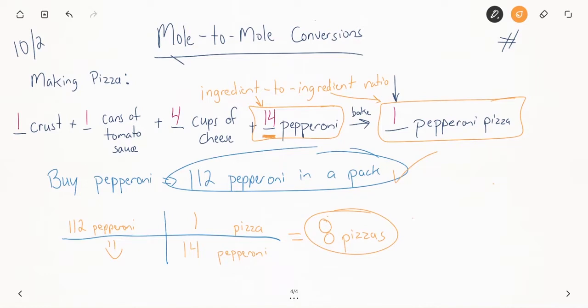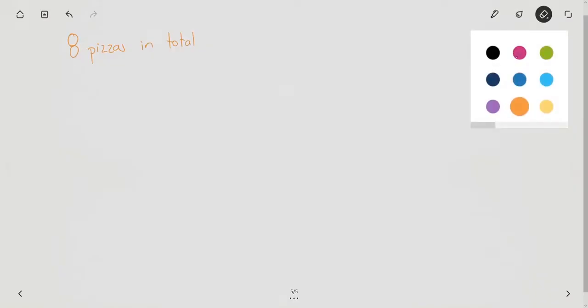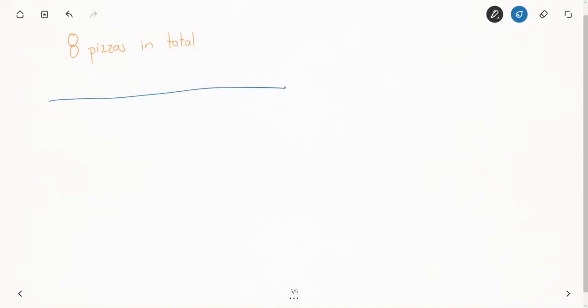What I want to do now is figure out how much cheese I'll need to buy. If we have 8 pizzas in total, let me flip to the next page here. We determined that we're going to make 8 pizzas. I need to figure out how much cheese, so I'm actually going to do a little bit of backwards work here. I'll set up a T-table.